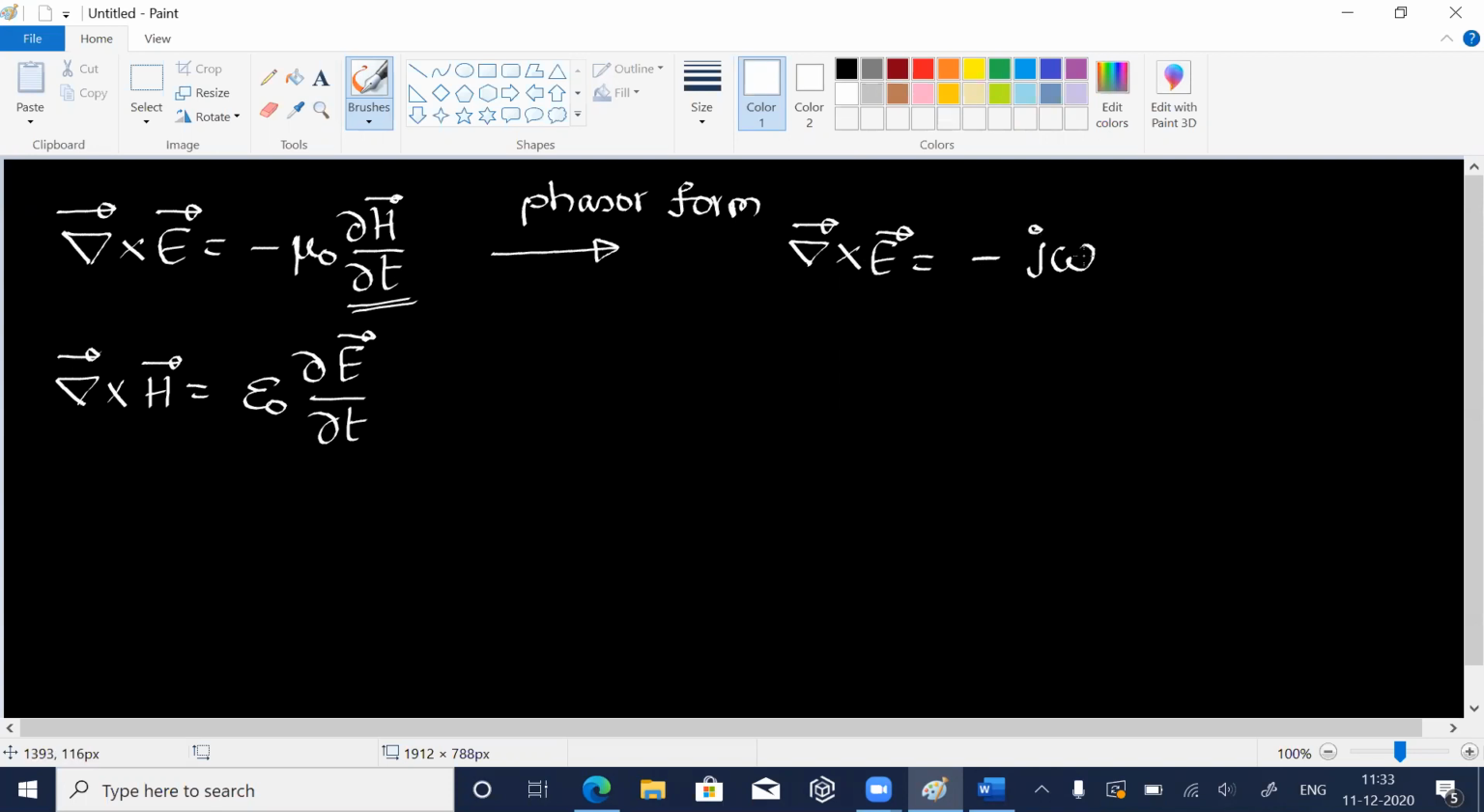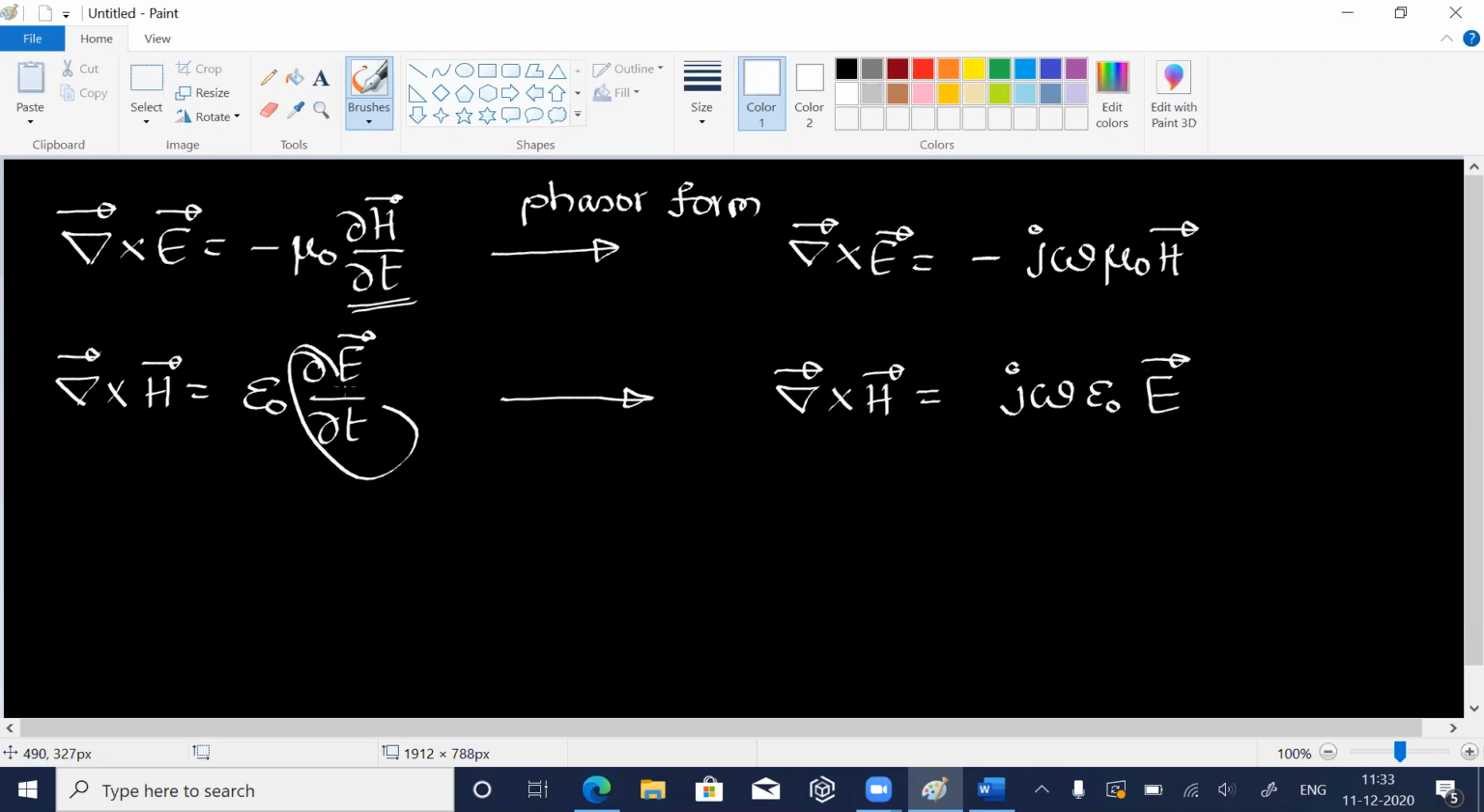So I take minus j omega mu naught H. Wherever you have dou by dou t, you just take j omega, and this is of course in the frequency domain. I'll tell you how we did this. It's very simple, no big deal. So curl of H is j omega epsilon E. Wherever you have dou by dou t, replace that by j omega.